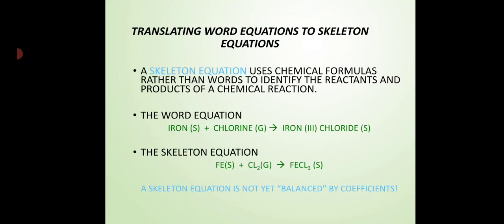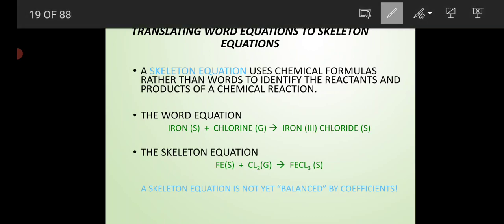Now, translating a word equation into a skeleton equation. Basically, a skeleton equation uses chemical formulas rather than words to identify the reactants and products of a chemical reaction. Look at here. In the word equation, iron and chlorine get combined, meaning in the form of words we just wrote chlorine and iron here, and after the reaction iron 3 chloride gets formed.